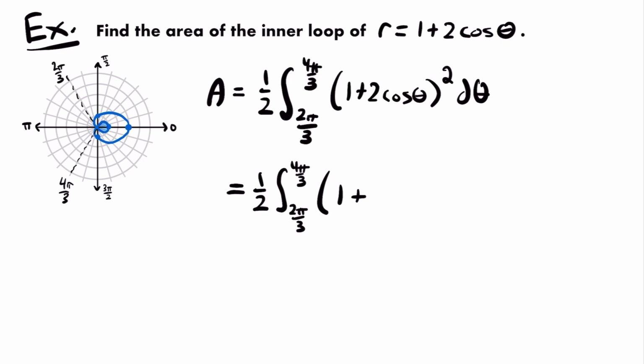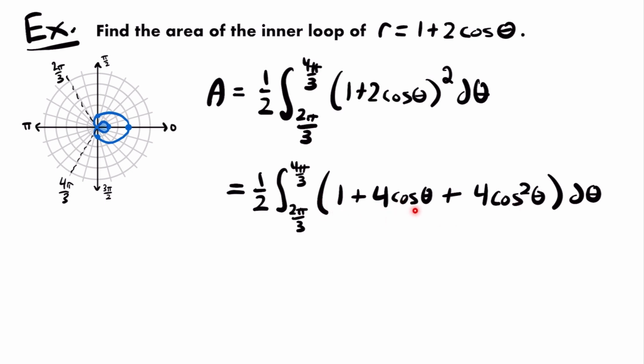That will be 2 cosine theta, and then we need to multiply that by 2 to get 4 times cosine theta, and then we'll add that to the last term squared, and 2 times cosine theta squared will be 4 times cosine squared theta, right? 2 squared is 4, and cosine theta squared is cosine squared theta. And then don't forget d theta. All right, and so now we have 3 different terms that we need to integrate.